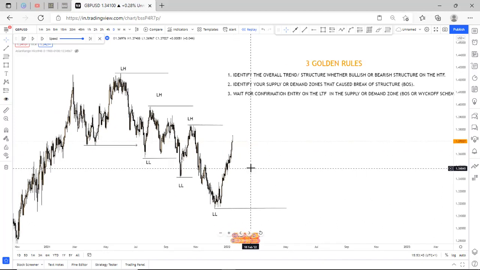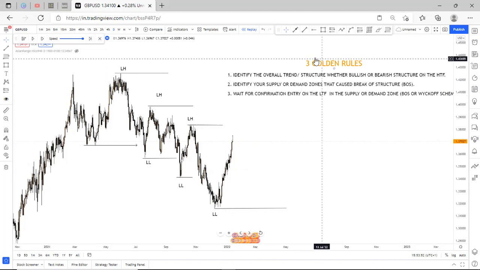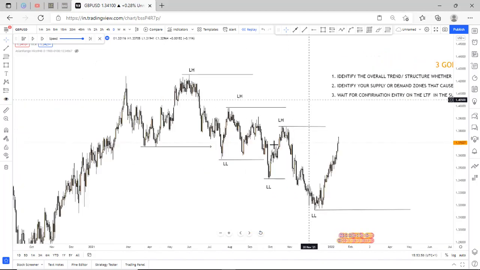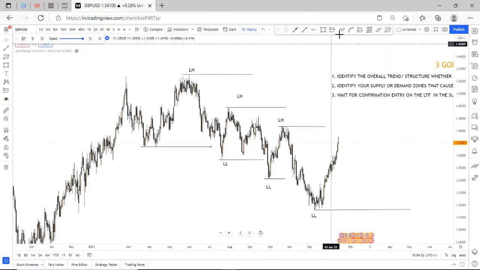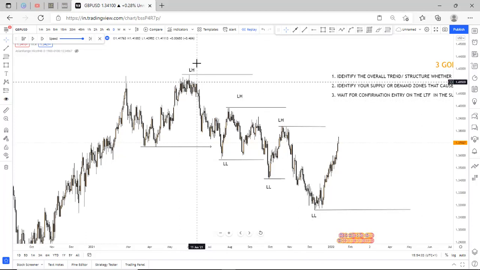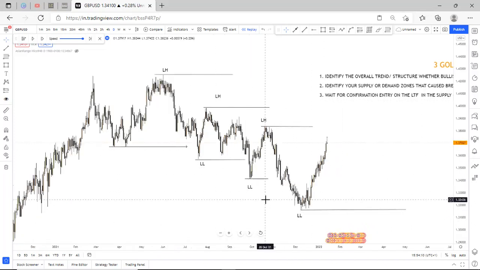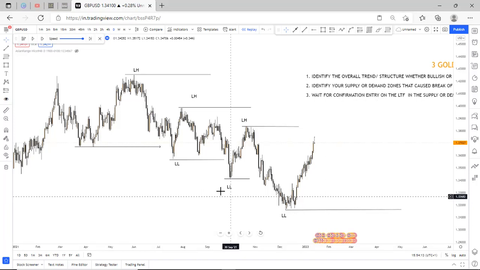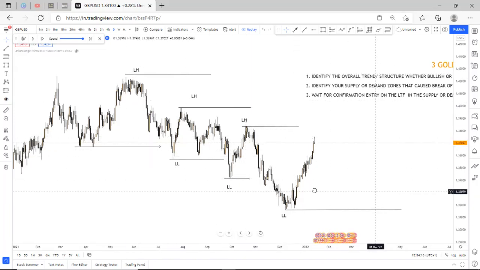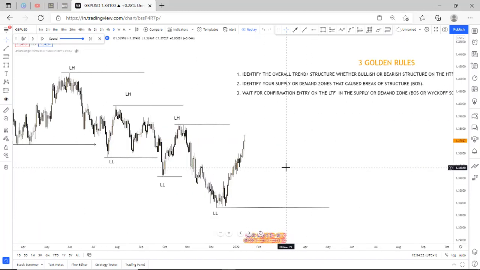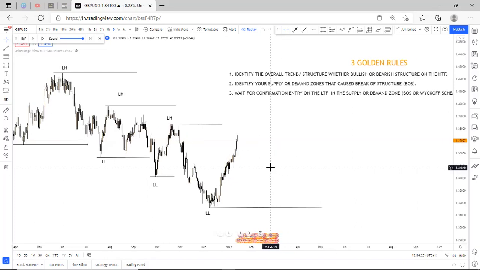Okay, so with these 3 golden rules, let's move into Great Britain pound and US dollar, that's GBP USD, and let's use that as a case study to explain these 3 golden rules. So on GBP USD, on the daily time frame, we can see that GBP USD has been in a bearish structure. Okay, GBP USD is creating lower highs, lower highs, lower highs in the market, and creating lower lows, and lower lows. So from this we can deduce that GBP USD is in a downtrend, and that is, the structure is a bearish structure.